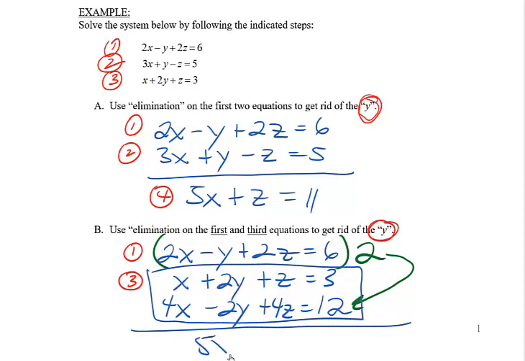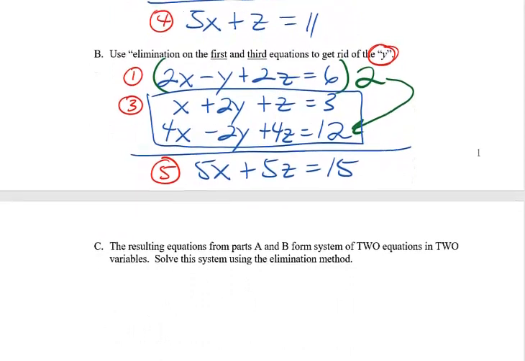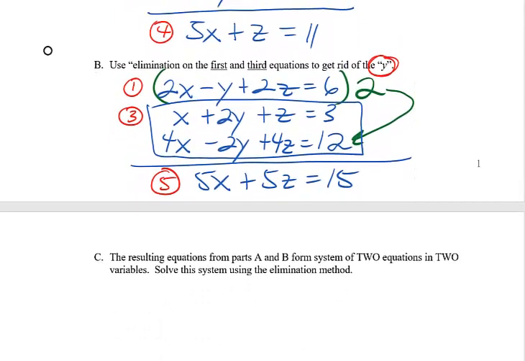That's going to give me 5x, the y's are gone, plus 5z equals 15. I have just gotten rid of the letter y twice. Let me call this new equation, equation 5. Well, continue on. Once you've gotten rid of one of the letters twice, look at part C.